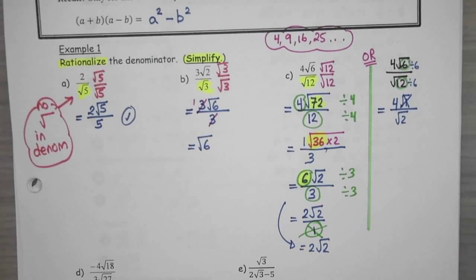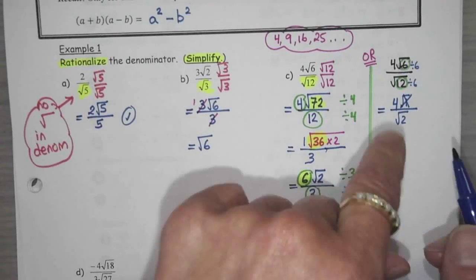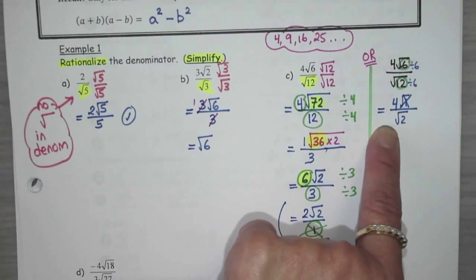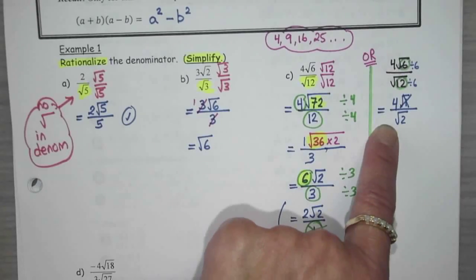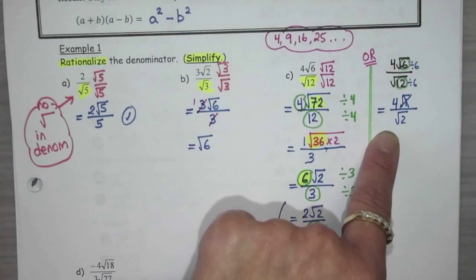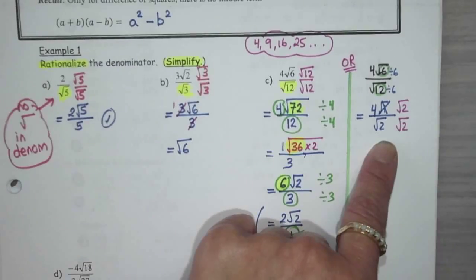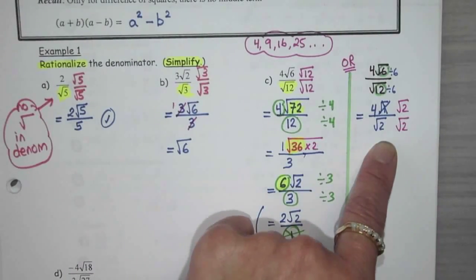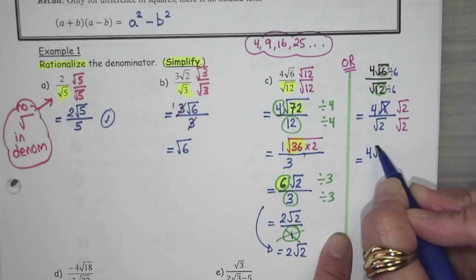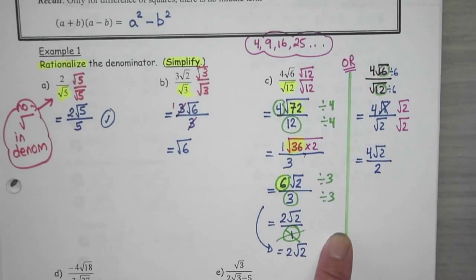Is that done? No, because what's wrong with it? The root on the bottom. And so what do I do to get rid of the root on the bottom? Multiply top and bottom by itself. So that's not done. Then I'm going to get 4 root 2, whole number times whole number, root times root. Root times root just gets me a 2. Am I done?